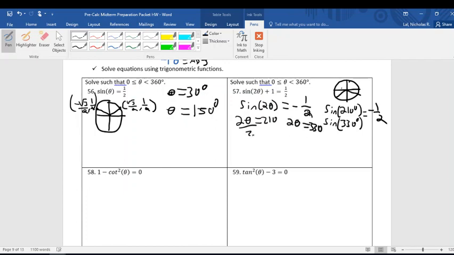So divide each side by 2. Once again, this all comes from the unit circle. So you got to know your unit circle. And theta is equal to 105. And here, theta is equal to 150 plus 15, 165.